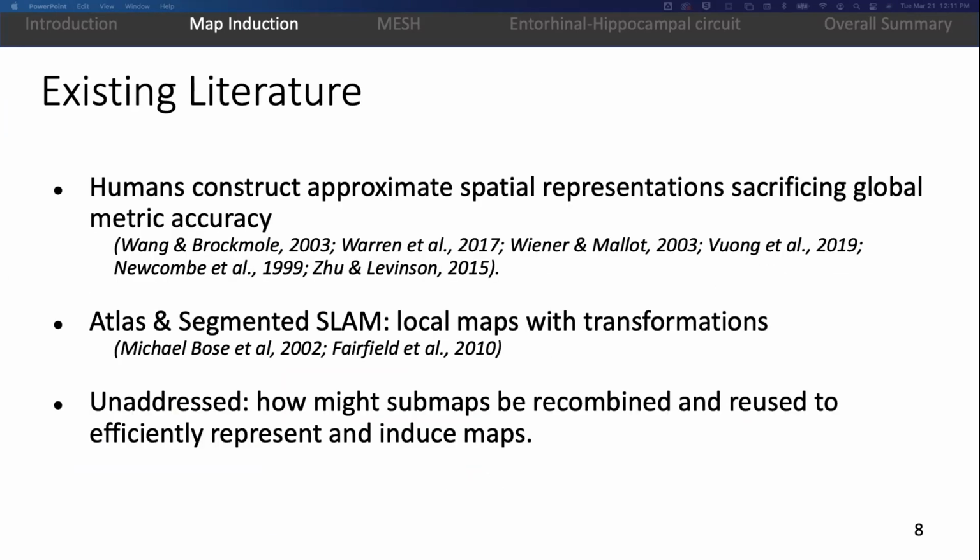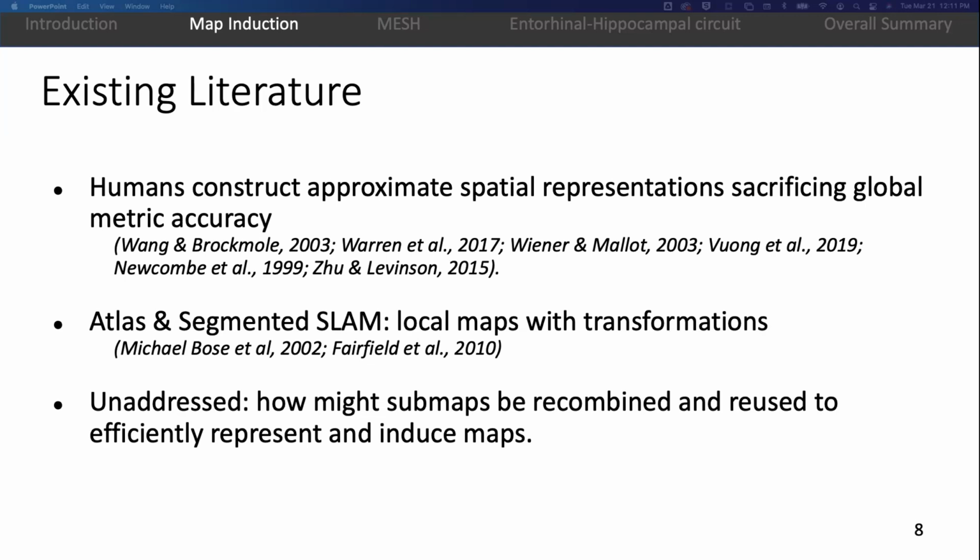There's also evidence from existing literature that humans construct approximate spatial representations. So they are sacrificing global metric accuracy. Instead of forming globally consistent maps, they form local maps. And this concept has also been used in robotics. Specifically in the Atlas framework and in segmented SLAM, people form local maps which are connected by certain transformations. And this has been used for mapping large-scale spaces.